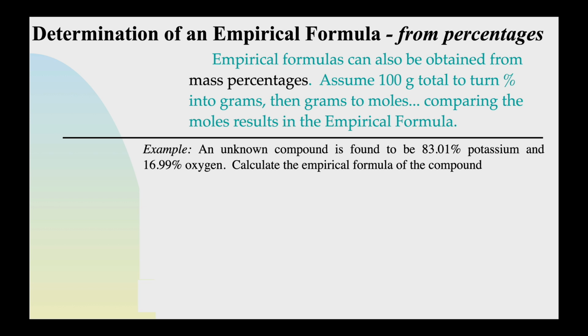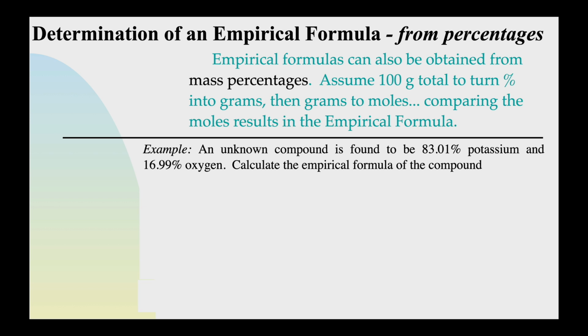Like with the last examples, we want to turn mass into moles and compare the moles. The only trick about the percentages is that what I would do is you can assume 100 grams total, so the percentages become the grams, to moles, compare, you got the empirical formula. So anyway, in this problem, we have a compound that's 83.01% potassium and 16.99% oxygen. Let's calculate the empirical formula of this compound.